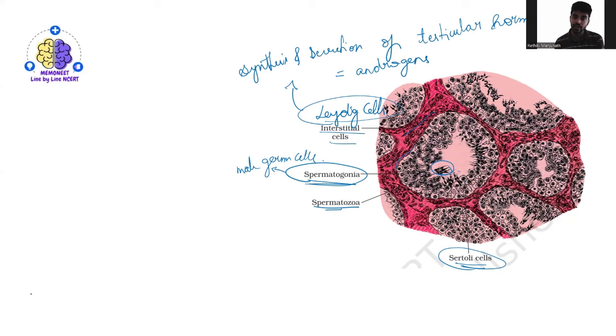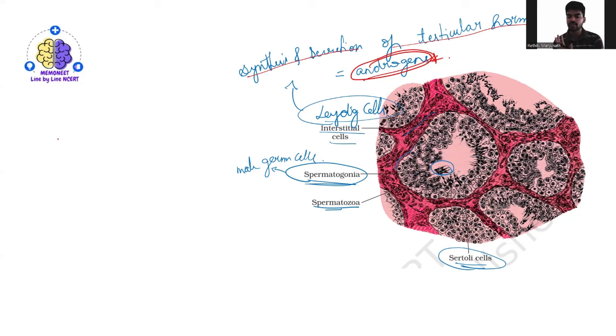Okay, so you should remember what androgens are, because in future classes also I'll be talking about this word. So these Leydig cells are responsible for the synthesis and secretion of the testicular hormones called androgens. So this is clear. There will be other immunological components also present, which help them fight against pathogens, microorganisms, and all.